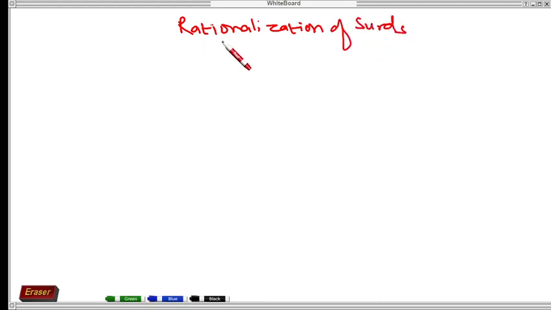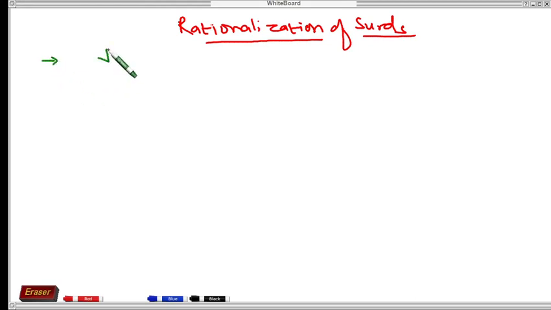Today we are discussing rationalization of surds. Before starting this rationalizing process of the surd, let me discuss a few examples for your understanding.